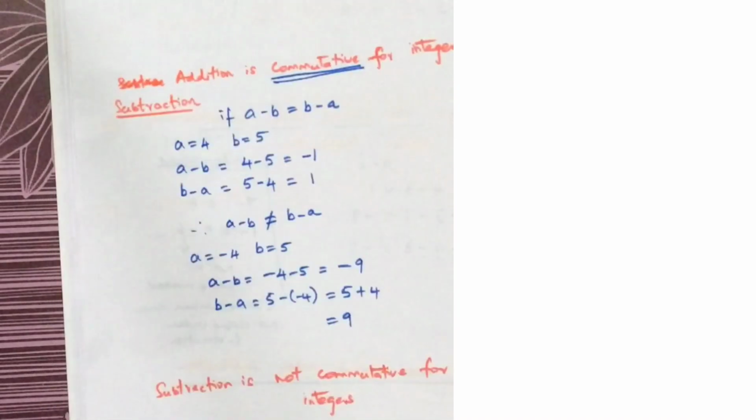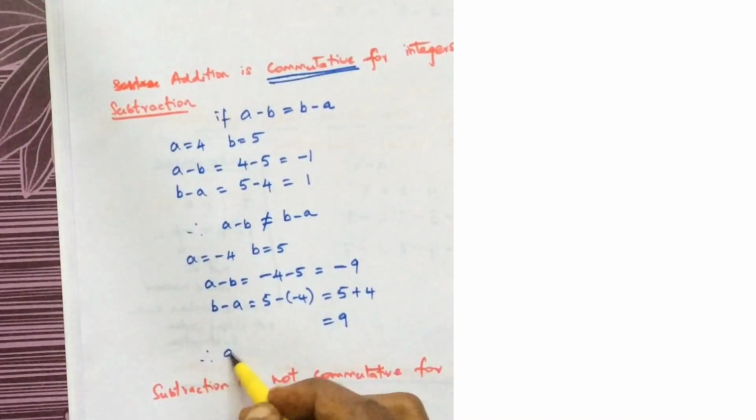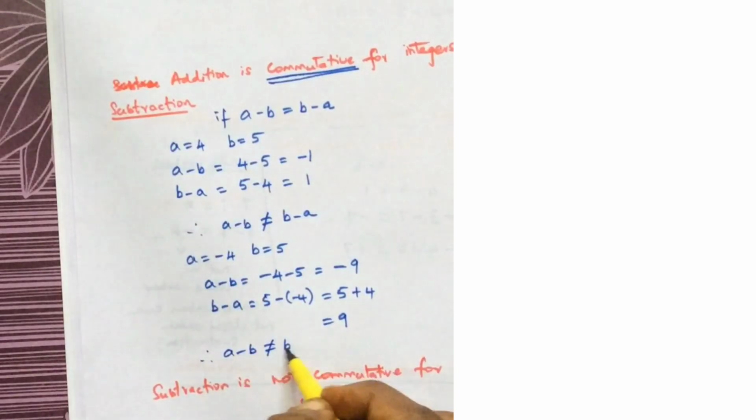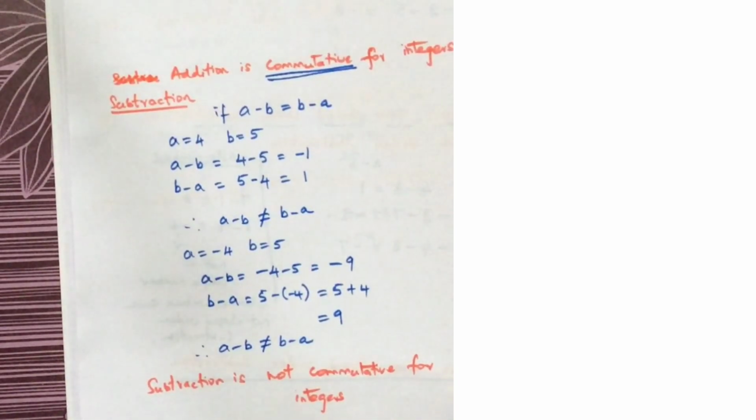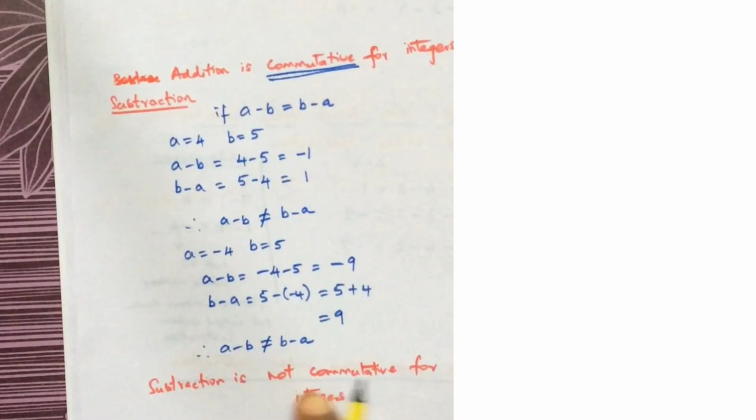So we have tried two examples, and a minus b is not equal to b minus a. Check this for whole numbers also. You will get that subtraction is not commutative. So subtraction is not commutative for integers.